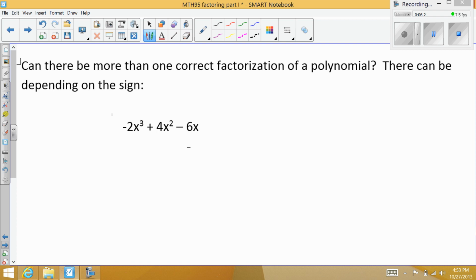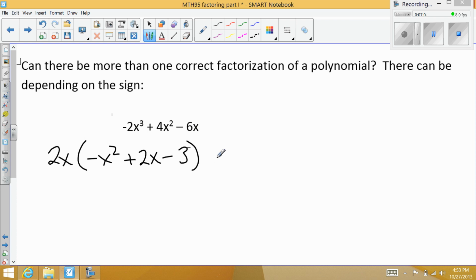Sometimes there can be more than one correct way to factor a polynomial. This would depend on whether or not we factor out a sign when we factor out a coefficient. So with the 2, the 4, the 6, we can see they're all even, so a 2 is common to every term, and everyone has at least one x. We can factor out either 2x. If we factor out a 2x, that would leave behind a negative x squared, as 2x times negative x squared is negative 2x cubed, plus another 2x, as 2x times 2x is 4x squared, subtract a 3, as 2x times the subtract 3 would give us the subtract 6x.